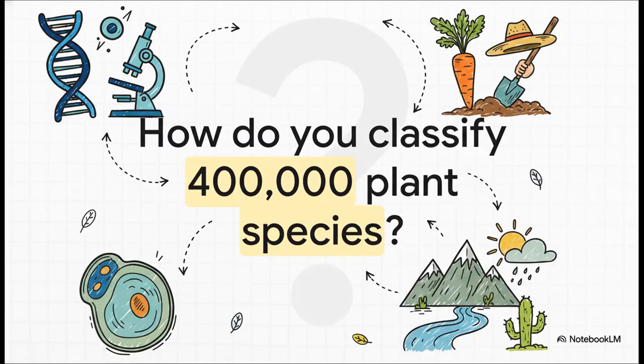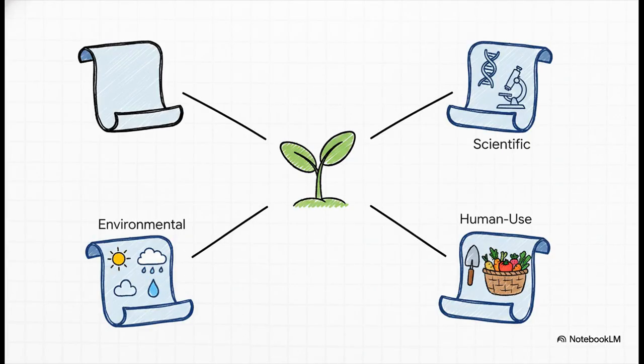And I'm not exaggerating. We're talking about nearly 400,000 known species. That number is just staggering. If someone handed you a giant living puzzle with that many pieces, where would you even begin to sort it out? Well, you start with a blueprint.